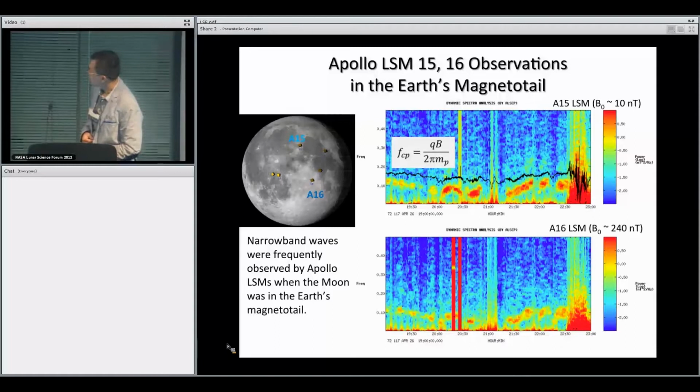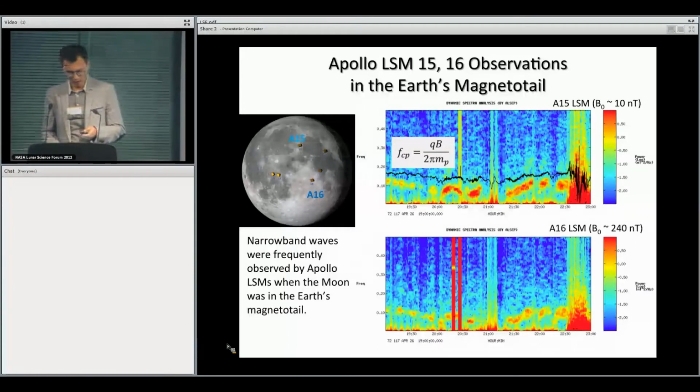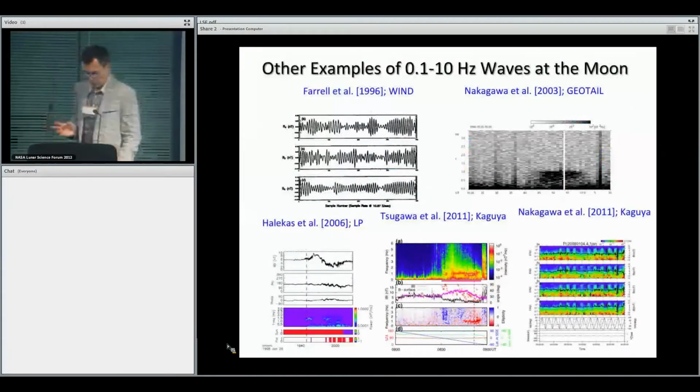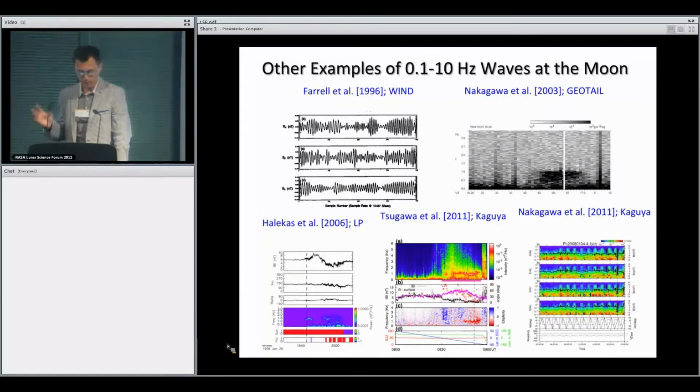Also plotted here is a black line that shows the local proton gyro frequency. You can see that the wave frequency seems to be proportional to that particular frequency. And these waves are very nice, narrow band. I find that they are in a unique class, which is different from other ion cyclotron waves or waves at similar frequency observed at the moon.